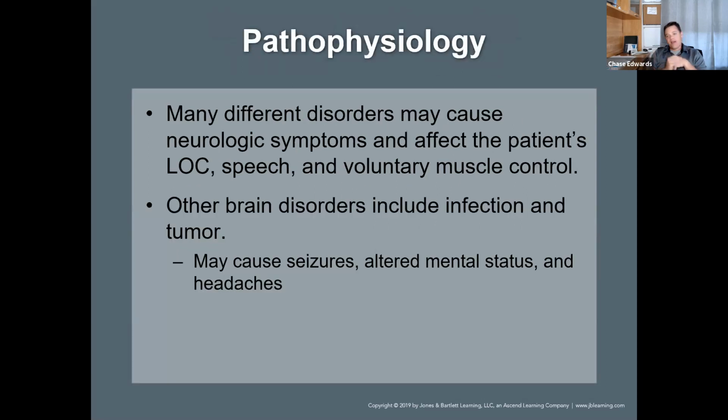All right, everybody's favorite, pathophysiology. There are many different disorders that may cause brain dysfunction or other neurologic symptoms and affect the patient's level of consciousness, or LOC. Speech and voluntary muscle control also can be affected. The brain is the most sensitive to changes in oxygen, glucose, and temperature levels. Substantial change in any one of these three levels is going to result in neurologic change.